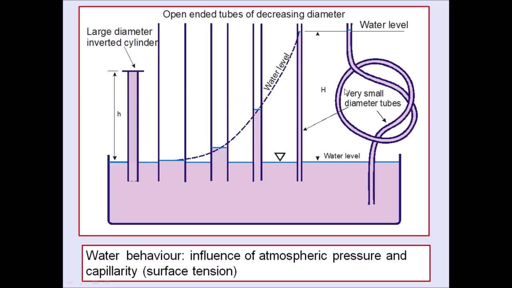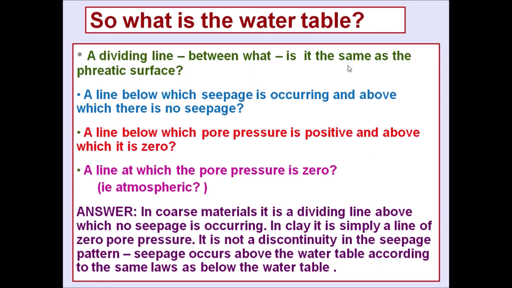Soil has got a very tortuous route amongst all its particles between the water table and the surface, but the same principle applies. So what in fact is the water table? There are various options listed there. Certainly it is the same as the phreatic surface. Is it a line below which seepage is occurring and above which there is no seepage? Is it a line below which the pore pressure is positive and above which it is zero? Is it a line of pore pressure where the pore pressure is zero, i.e. atmospheric?